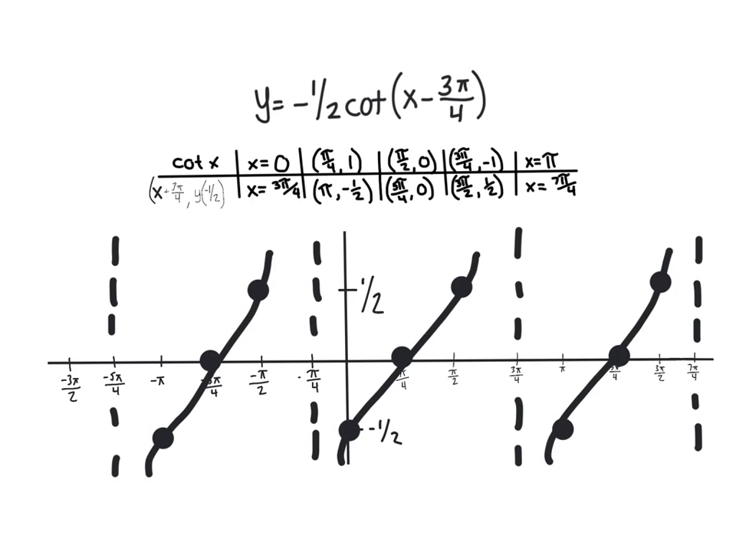To graph this function, you use the original cotangent points. You add 3 pi over 4 to the x and multiply the y by -1/3. Your asymptotes are at -5 pi over 4, -pi over 4, 3 pi over 4, and 7 pi over 4.